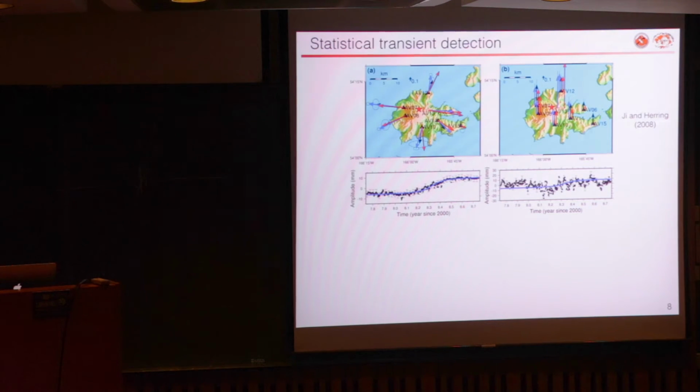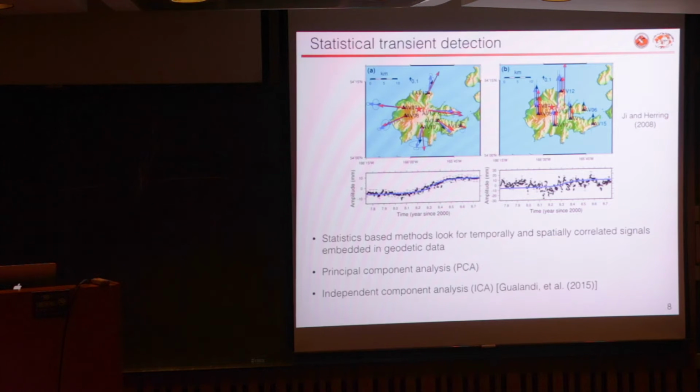And in this particular paper, what these authors did is that they used statistical-based methods. They looked for temporally and spatially correlated signals in the data, but without knowing anything about the physical process itself. So you're looking specifically at the statistics. You're agnostic to geophysics or anything like that. You just want to look at the data itself. And one of the main techniques that's used for this is called principal component analysis. You may have heard of that. Other techniques include independent component analysis, which has come out recently, which overcomes a lot of the limitations of PCA.